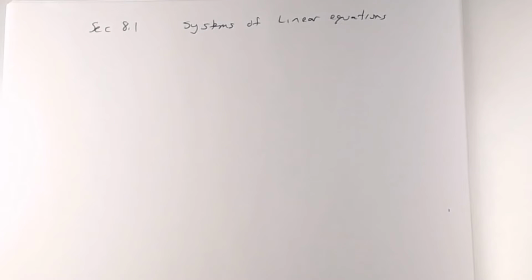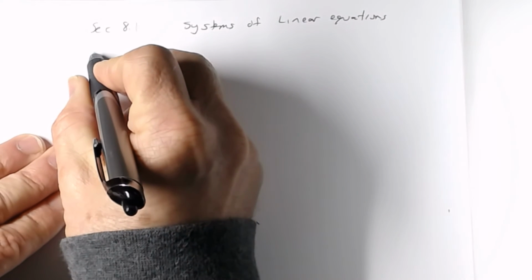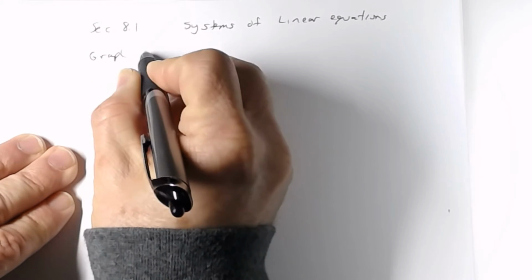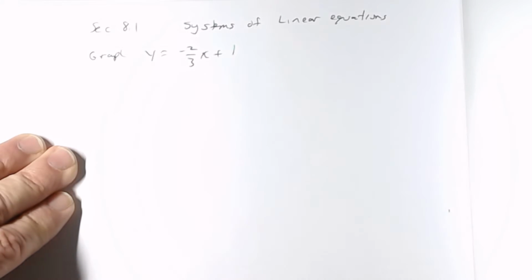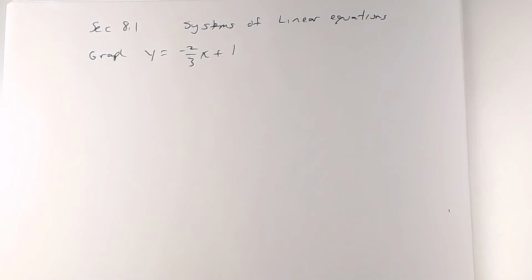Now, all of you have graphed a linear equation before. You could use slope-intercept form, find the slope, find the y-intercept, and graph it from there. You could use the t-table and all that, right? So you have graphed lines. So for example, when you graphed y equals negative 2/3 x plus 1, let's say, when you graph that.